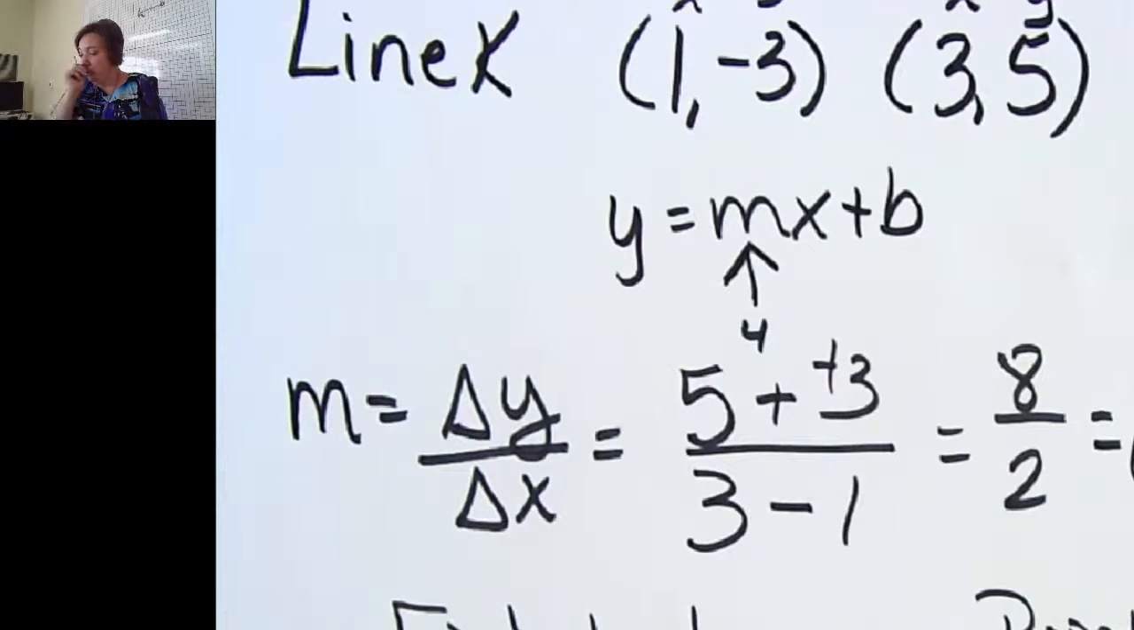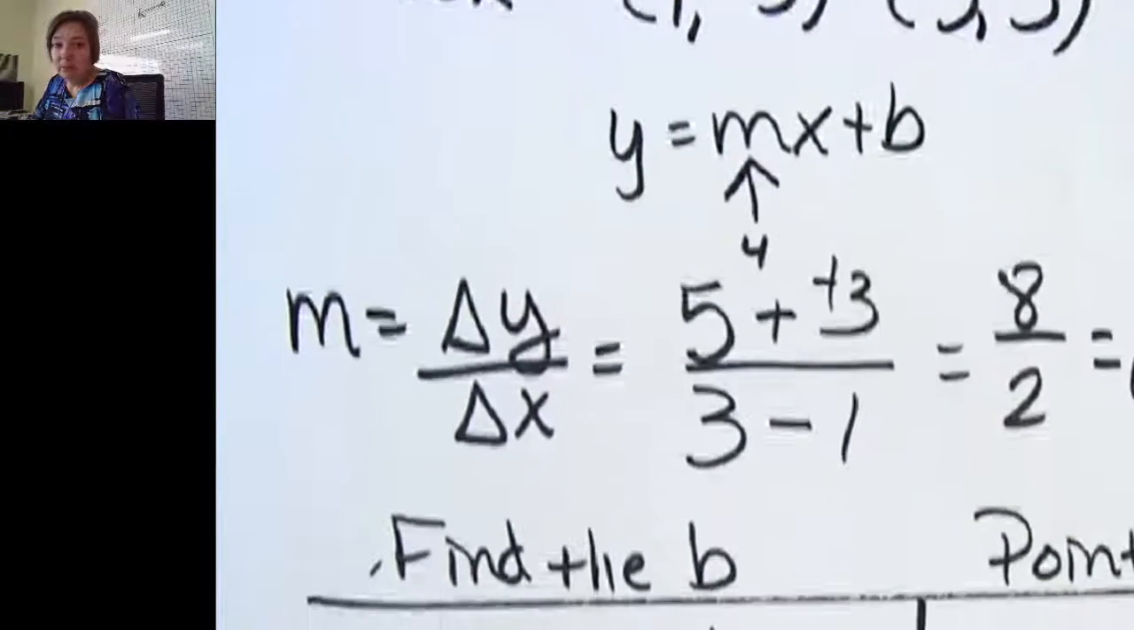Which point do you want to use? (3, 5). All right, so what goes where y is? What goes where m is? Where does the 4 come from? The one we found. We found that slope. And then what goes in where x is? 3, and then we've got the b.